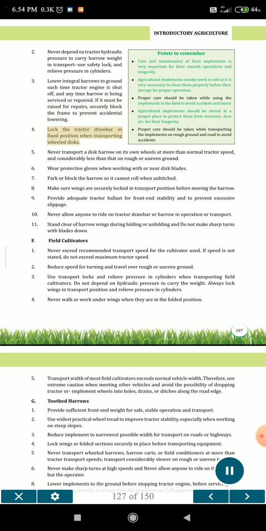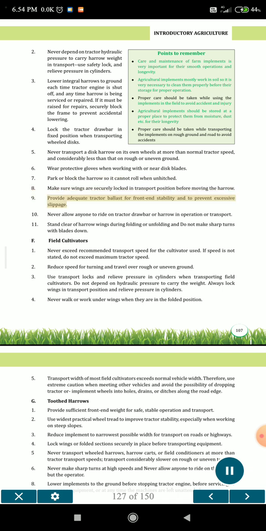4. Lock the tractor drawbar in fixed position when transporting wheel discs. 5. Never transport a disc harrow on its own wheels at more than normal tractor speed and considerably less than that on rough or uneven ground. 6. Wear protective gloves when working with or near disc blades. 7. Park or block the harrow so it cannot roll when unhitched. 8. Make sure wings are securely locked in transport position before moving the harrow.